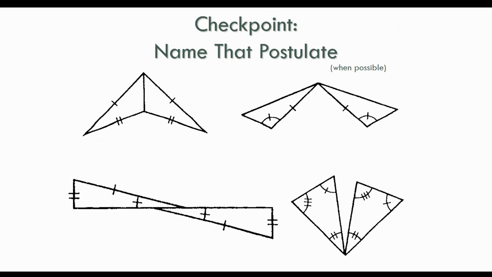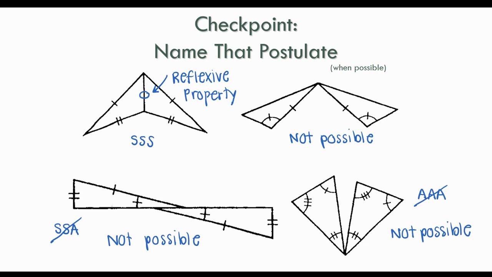Okay, so pause the video, see if you can come up with how these triangles are congruent if they are. All right, so hopefully you saw with the top left, we have the reflexive property, which then gave us side, side, side. In the next one, I don't have vertical angles, okay? These angles up here, while they have the same vertex, they are not directly across from one another. So I don't have vertical angles, which means I don't even have a way of getting three markings. And so that's why that one's not possible.